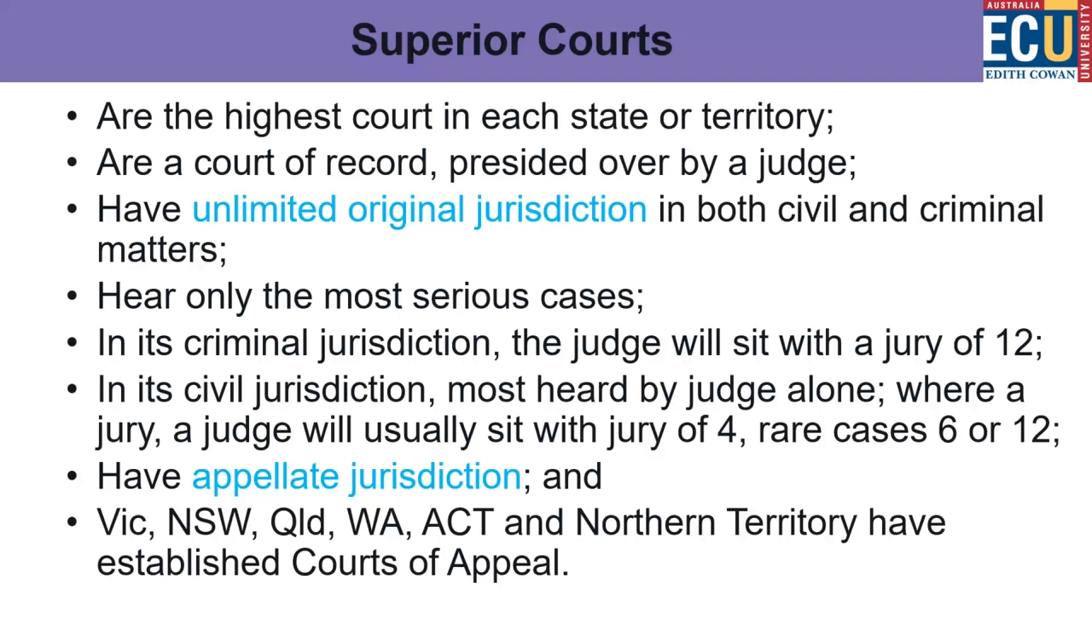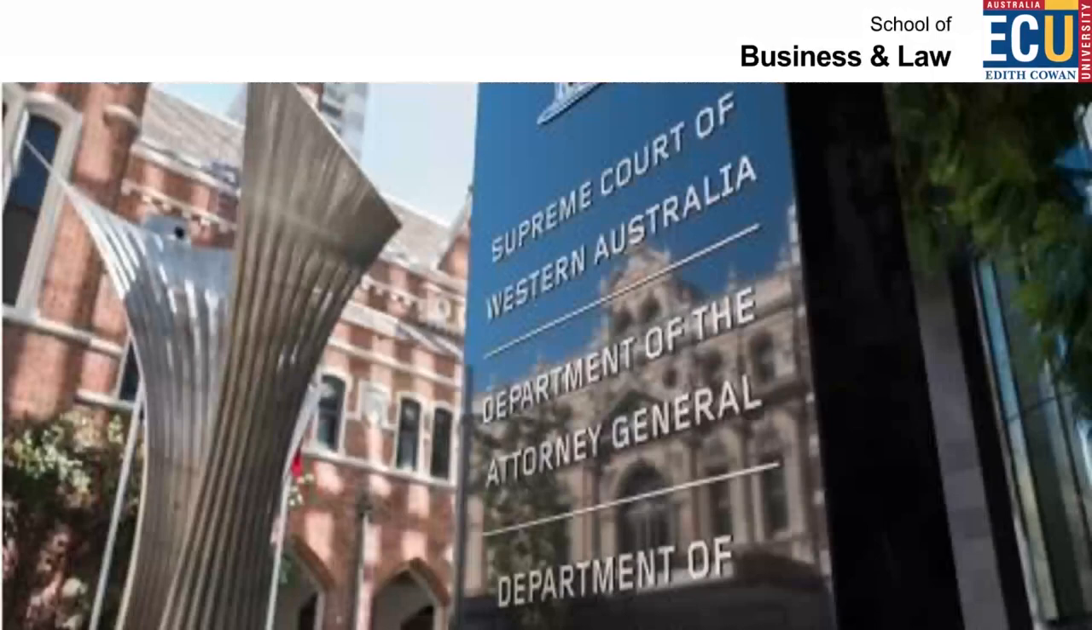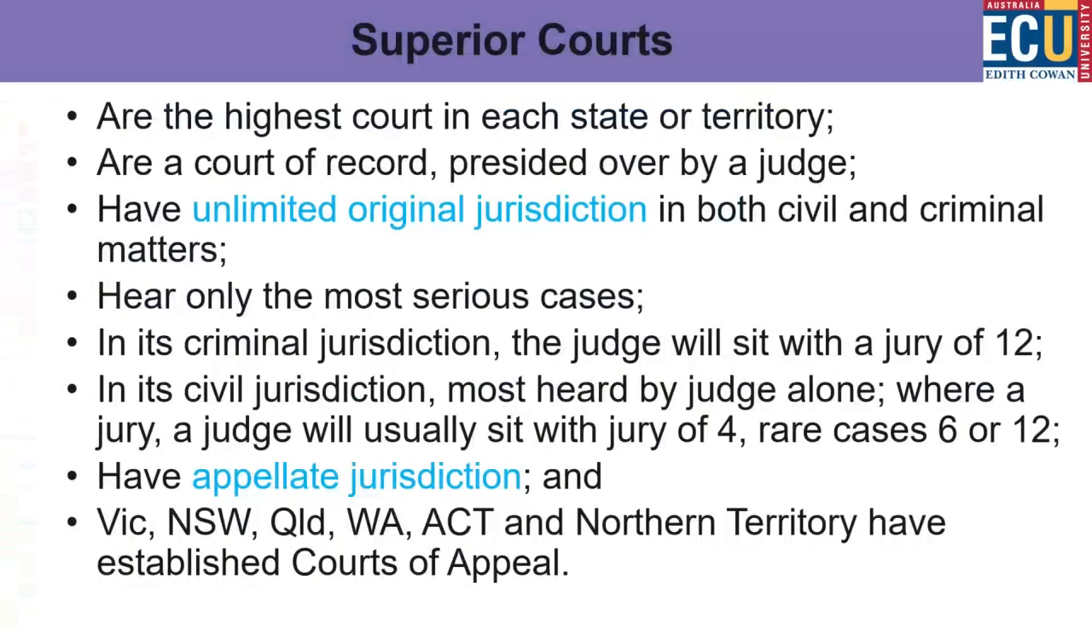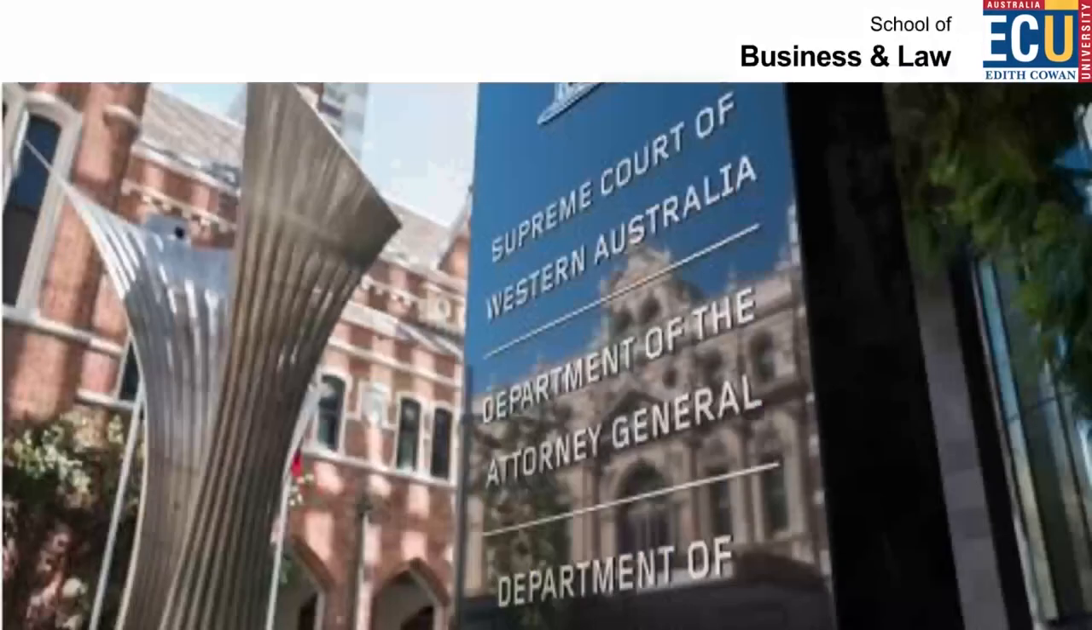So I am focusing on Western Australia, and as you will see, we have the magistrate court at the bottom, we have the district court in the middle in Western Australia, and we have the Supreme Court with the appellate jurisdiction sitting at the top in our state court system. So that's in a nutshell. This is an image of the Supreme Court of Western Australia. That's in a nutshell about the state court system.